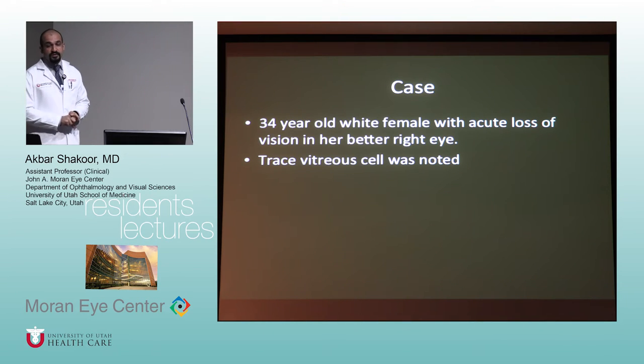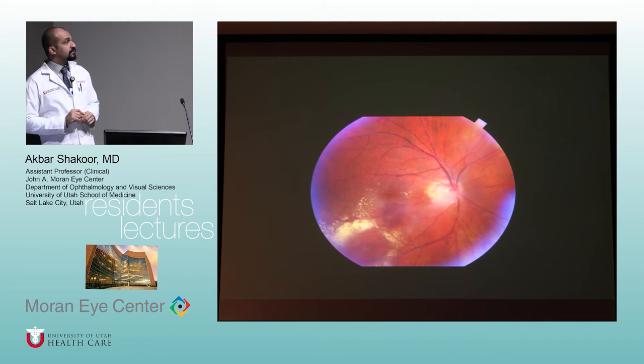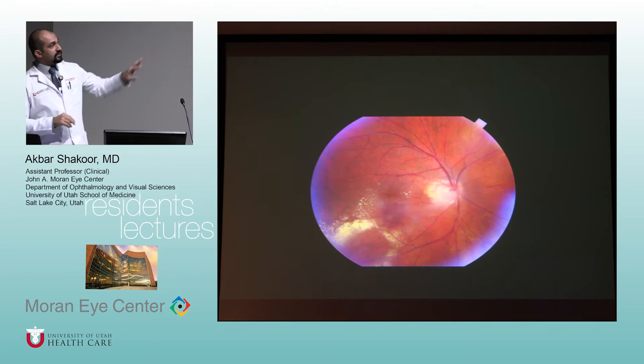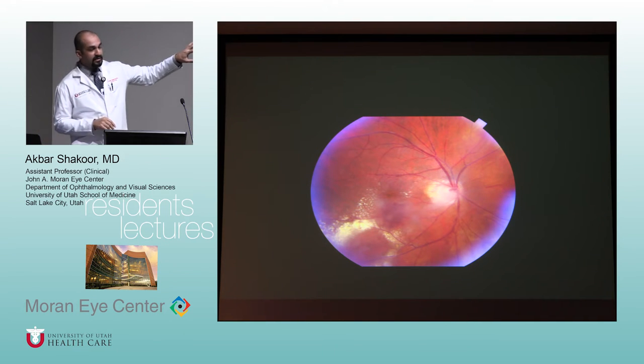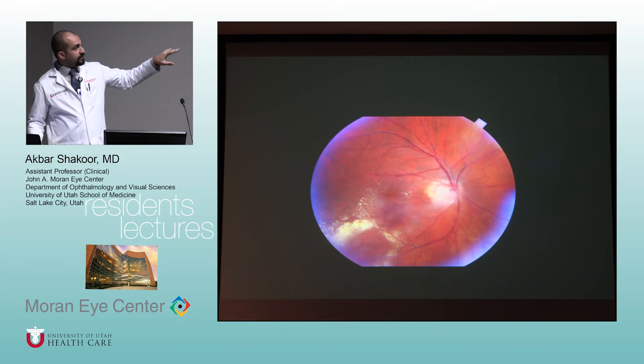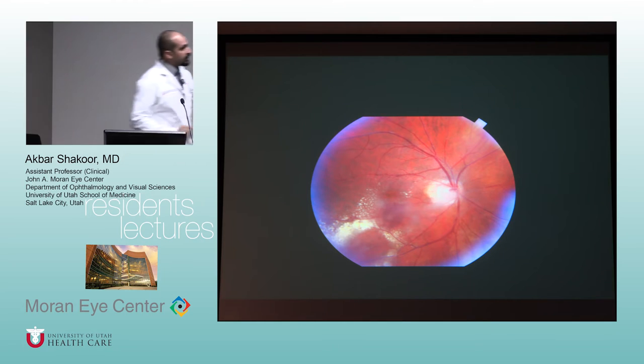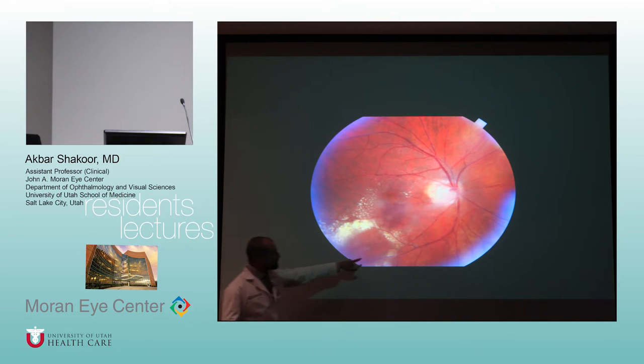Okay. So here's a 34-year-old lady with acute loss of vision in one eye. Trace vitreous cell was noted. In the interest of time, I'll just go through here. You can see some exudate around the retinal branches over there. You see a little vitreous hemorrhage, maybe some old vitreous hemorrhage, and you see a little bit of sheathing, perhaps around here.